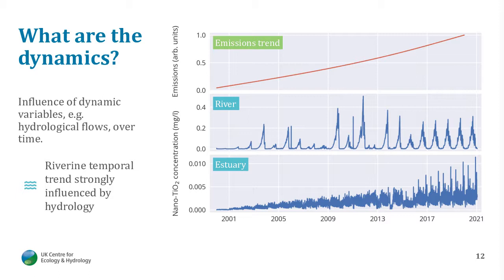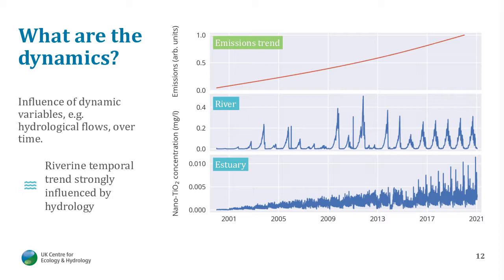So the main conclusion here is that the main driver, particularly in rivers, of nanomaterial concentration is the hydrological flows, rather than the emissions trend, which is why you have these big peaks, which coincide with the summer months when the river flows are low.